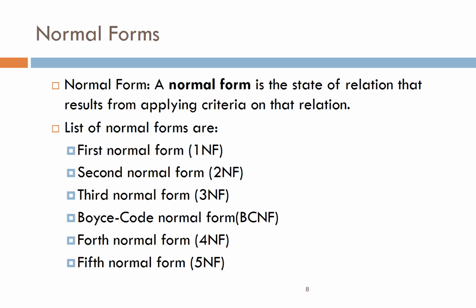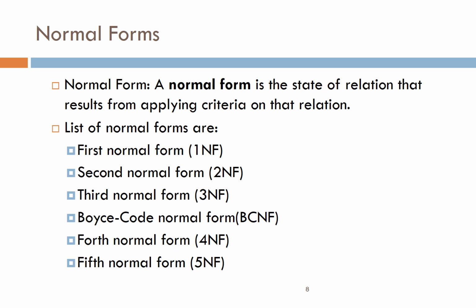Now what are normal forms? As a definition, we can say a normal form is the state of relation that results from applying criteria on that relation. A normal form is the state of a relation, or we can say a table, anytime you are applying the rules or criteria of the normal forms. At a particular moment, the state of relation, depending on which kind of normal form you are applying to your relation, is known as a normal form.